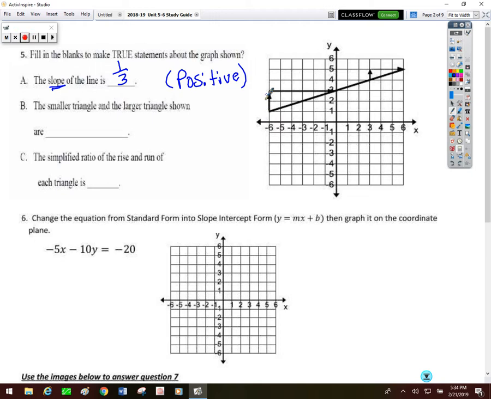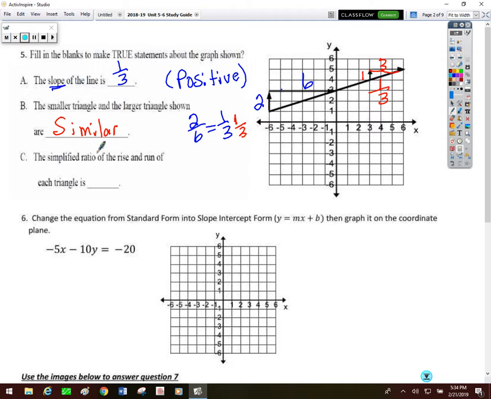Well, if I check the big triangle, that's a rise of 2 and a run of 1, 2, 3, 4, 5, 6, right? So I have a rise of 2 for the large triangle, 2 over 6, which reduces to 1/3, all right? Let's check the smaller triangle. The smaller triangle has a rise of 1 and a run of 3. So rise over run, 1 over 3. And if you look, these two are the same. They reduce to the same thing. So these two triangles are similar.